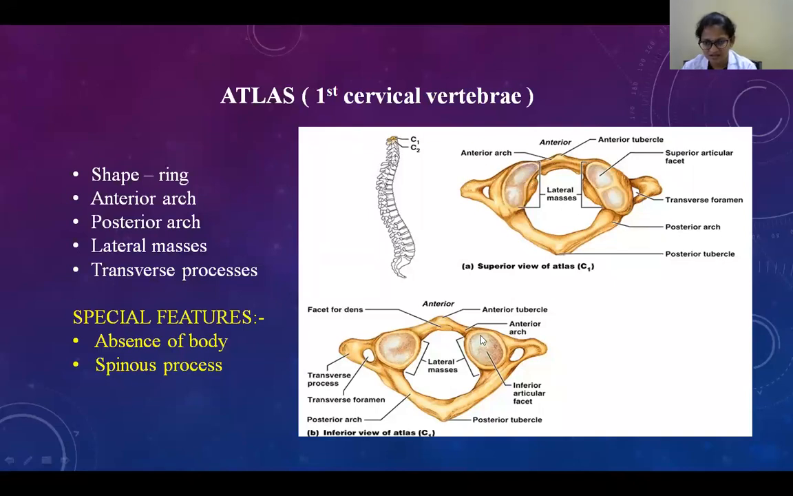And next, these are the inferior articular facets. These are flat and circular, whereas the superior facets are bean shaped and face forwards and medially. The inferior articular facets are flat and circular, and they articulate with the superior articular facets of the axis, which forms the atlanto-axial joint. This is about the inferior articular facets.